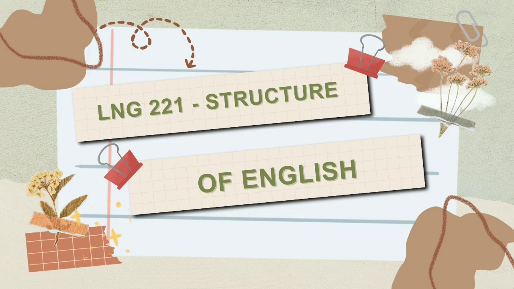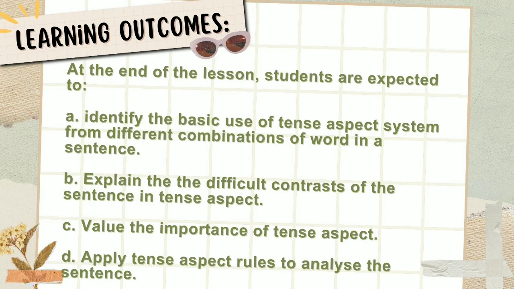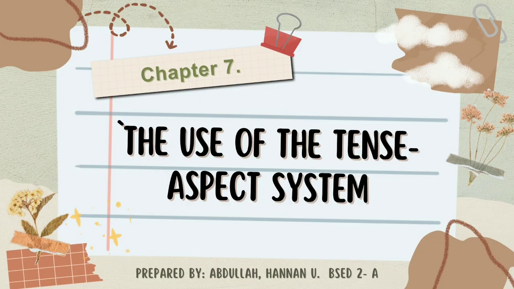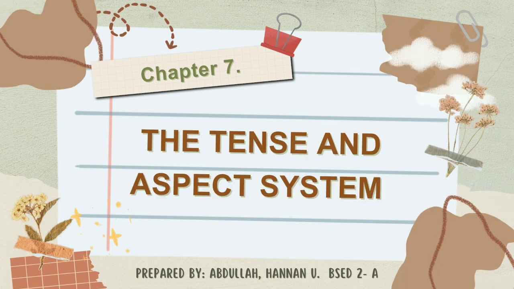So in our subject, which is the structure of English, our learning outcomes. At the end of the lesson, students are expected to identify the basic use of the tense aspect system for different combinations of words in a sentence, explain the difficult constructs of the sentence in tense aspect, value the importance of the tense aspect, and apply tense aspect rules to analyze the sentence. So this time, we're going to tackle the use of the tense aspect system. This is part of chapter 7, which is the tense and aspect system.